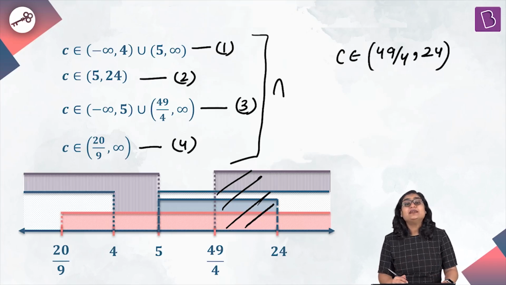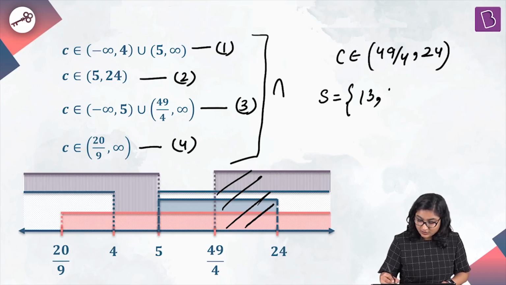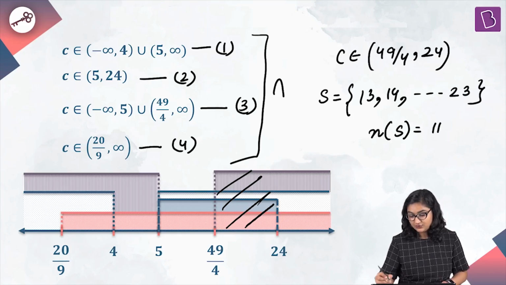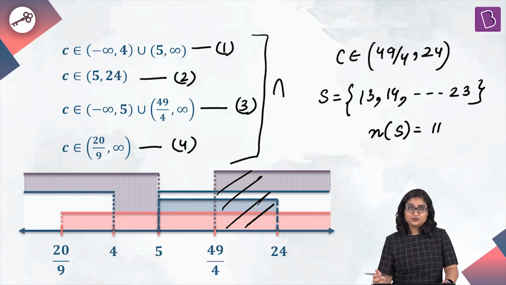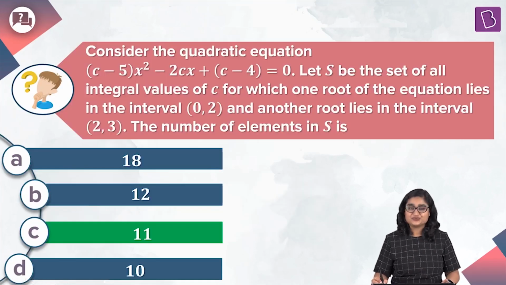Now we are looking for the integral values of C. That means S will be equal to 13, 14 going up till 23, and the number of elements in the set S will be equal to 11, from 13 to 23. Hence we can say that option C is the correct answer to this question.